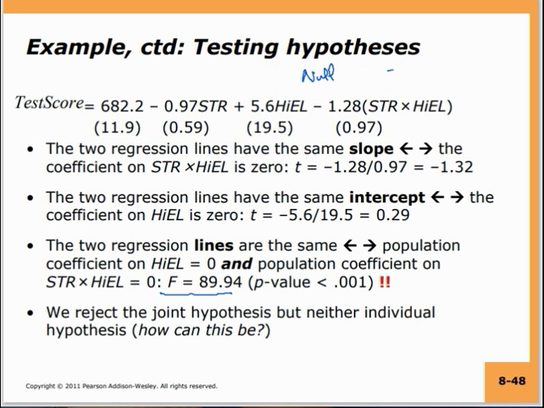So what is going on? Why do we get that we can reject the joint hypothesis while the individual ones are insignificant? This may have to do with the fact that student-teacher ratio and high English learners are somewhat correlated. So there is some multicollinearity going on over here, as a result of which the standard errors associated with these coefficients are high, and the individual t statistics seem to be lower. Okay, but it does not mean that overall there is no effect.